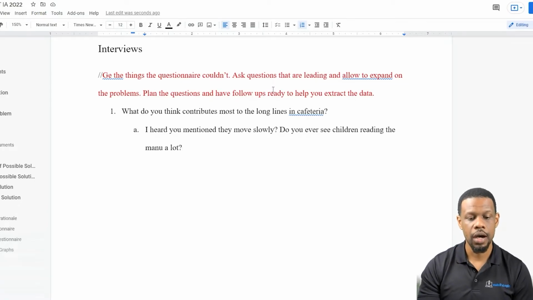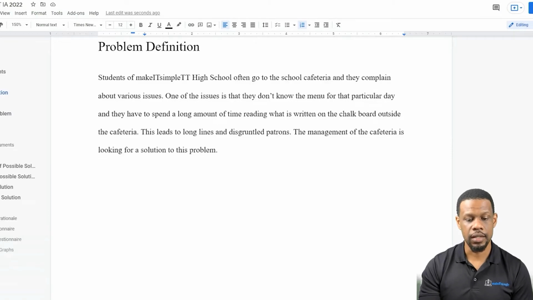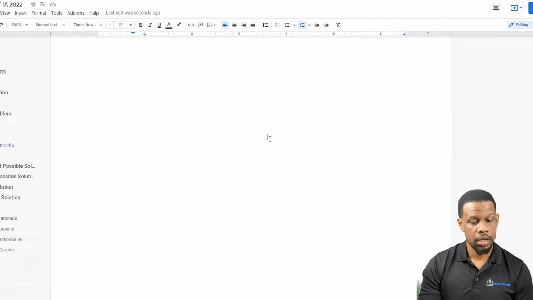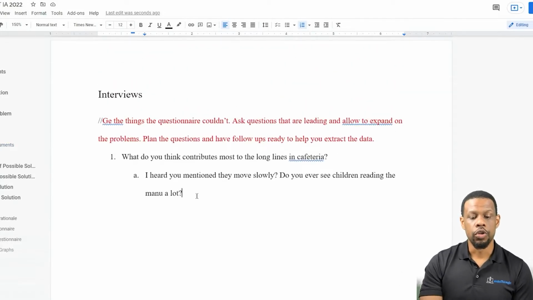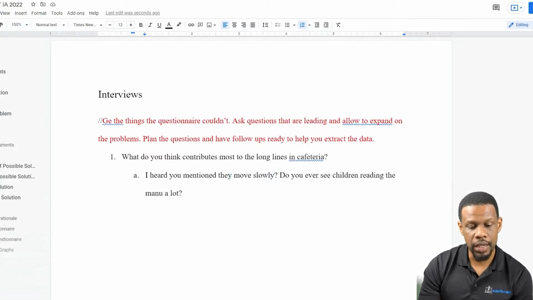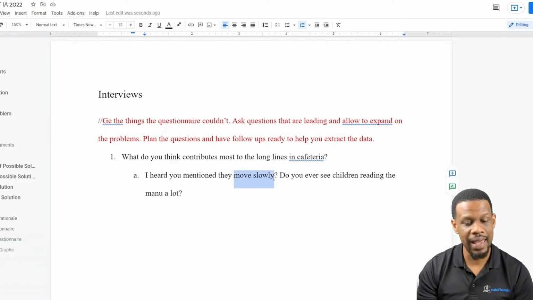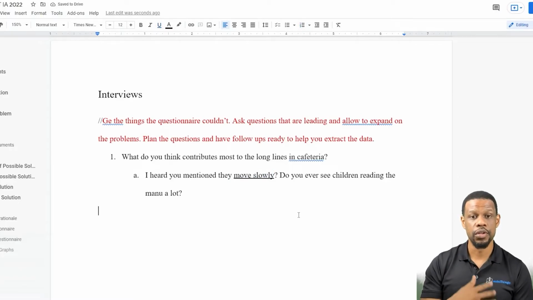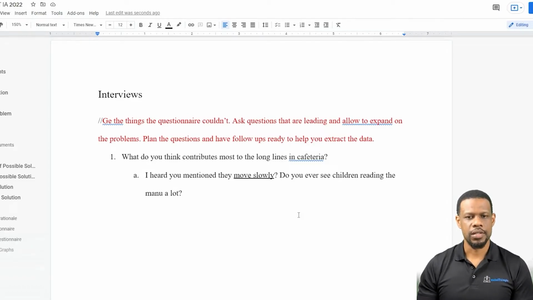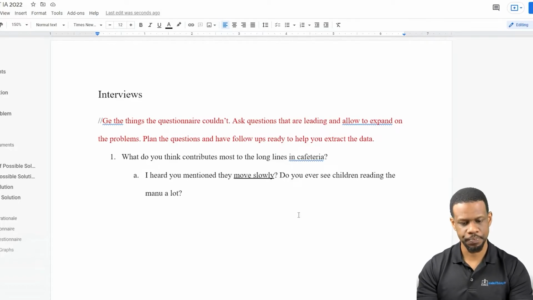So just in case you'll remember, our problem definition says that they take a long amount of time reading what is written on the chalkboard outside the cafeteria. This leads to long lines and disgruntled patrons, right? So I want to now say, all right, cool. Do they move slowly, right? Now, you know that they're going to say that there's a problem. Hopefully they say that they move slowly. But here, move slowly, I'm just going to underline it because you could flip this to anything that you want. While you're doing an interview, that's when you want to flip it. You want to make sure that you are able to follow up because you know kind of what you're trying to look for, but you don't want to force the people into giving you a particular answer, because you don't want to be that kind of person, right?